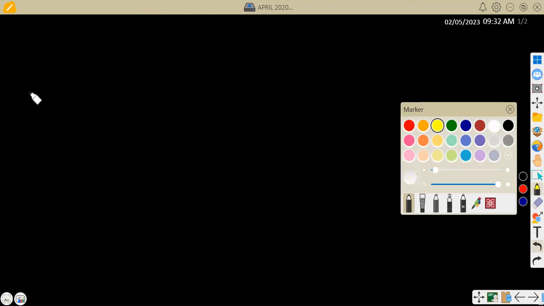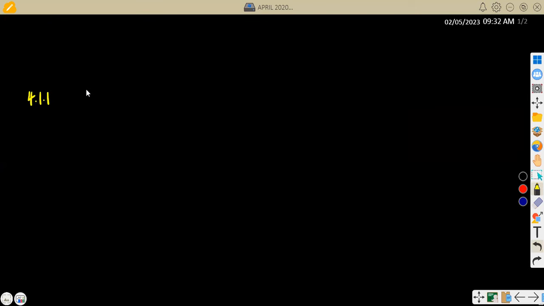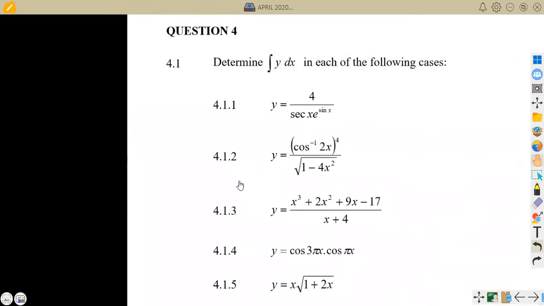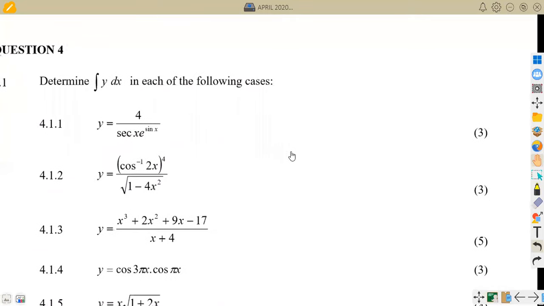All right, so this is question 4.1.1, where we are given the integral of y, of which y was given as 4 over sec x, multiplied by e to the exponent of sine x. So this is the integral that we are going to do with respect to x. Let's just cross-check. Yes, that's it, and that's 3 marks for that.